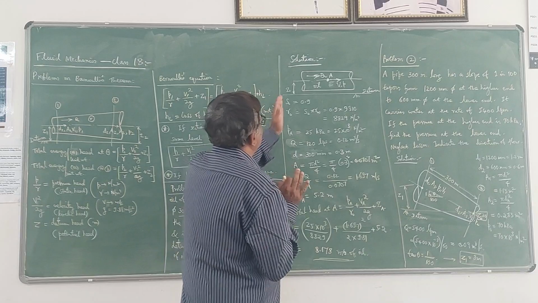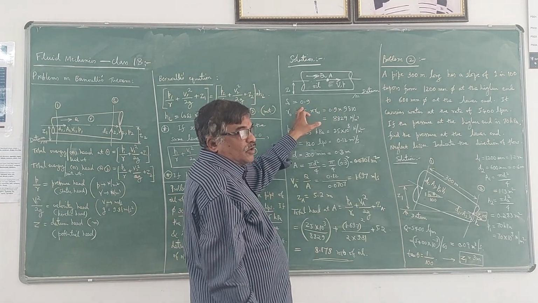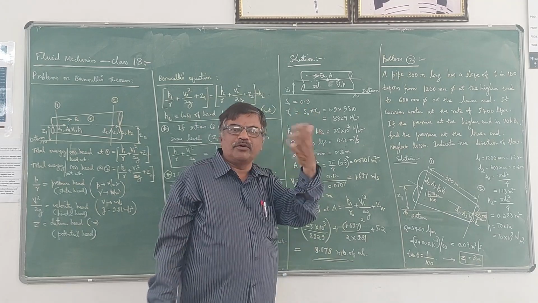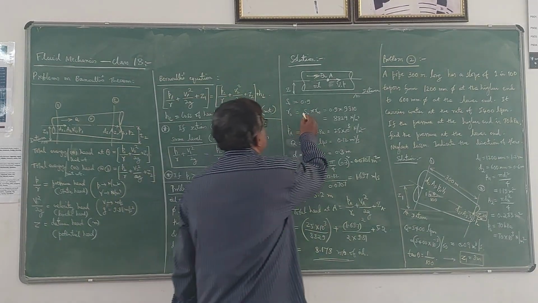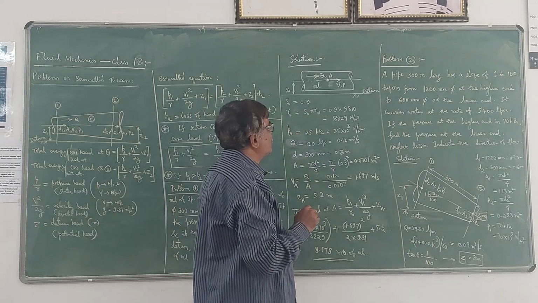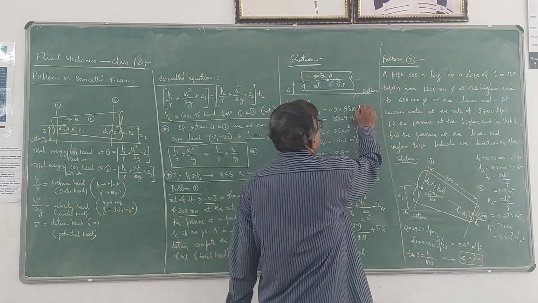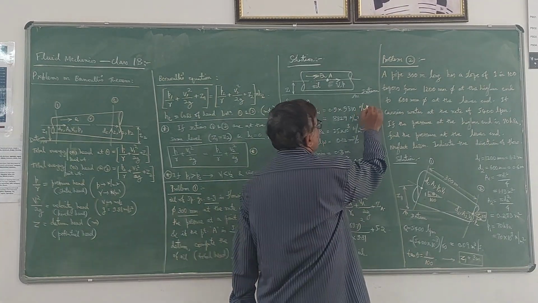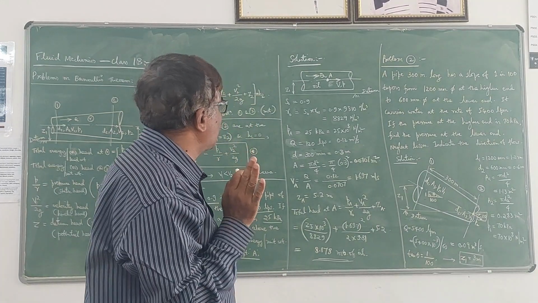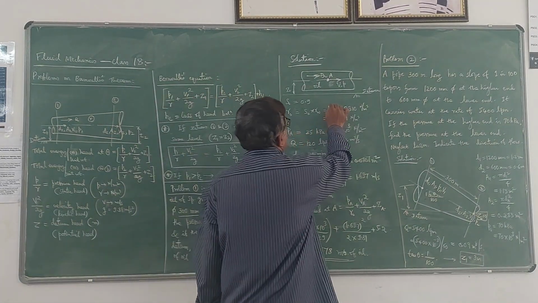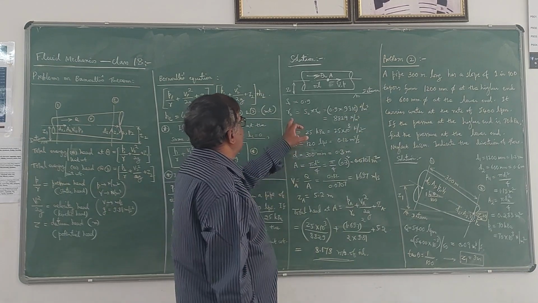Then he has given the fluid as oil whose specific gravity is 0.9. From the specific gravity, you know how to compute the specific weight. So, specific weight of oil, gamma O, is given by S multiplied by gamma W. Here gamma W is the specific weight of water, which is 9810 newton per meter cube. That value will not be given. You should remember that value of specific weight of water. When you multiply this, you get 8829 newton per meter cube. That is the value of gamma O.